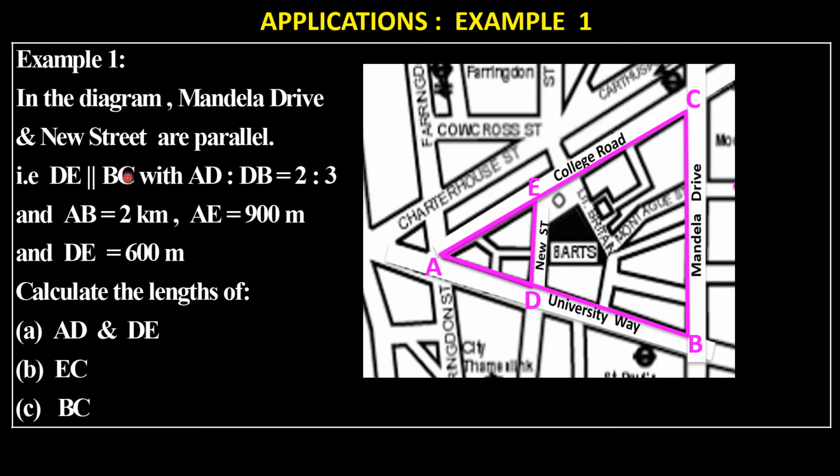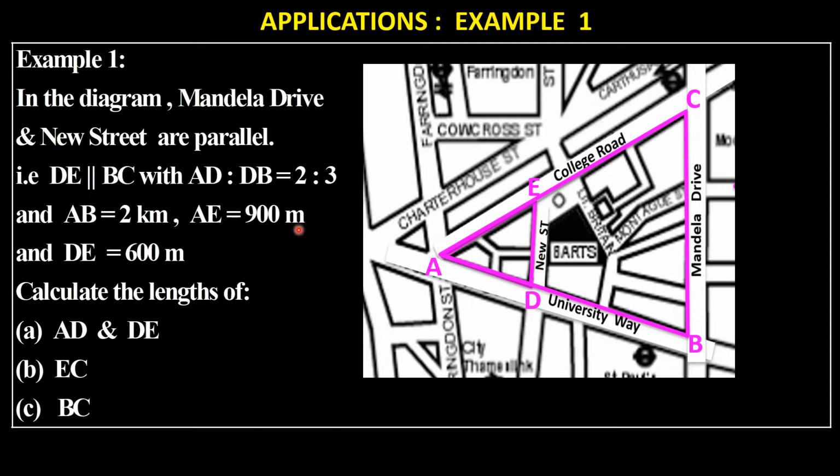Let's look at our first example. Here we actually have a real-life application of the proportionality theorem, right? In the diagram we have a street map, and we've got Mandela Drive. There's Mandela Drive, and we say Mandela Drive is parallel to New Street. There's New Street. So in other words, DE is parallel to BC.